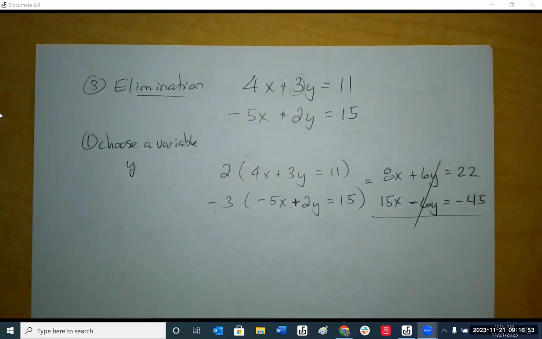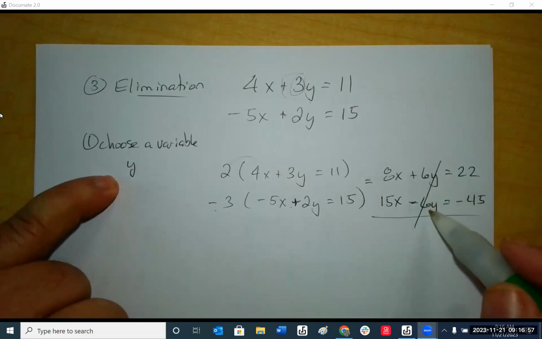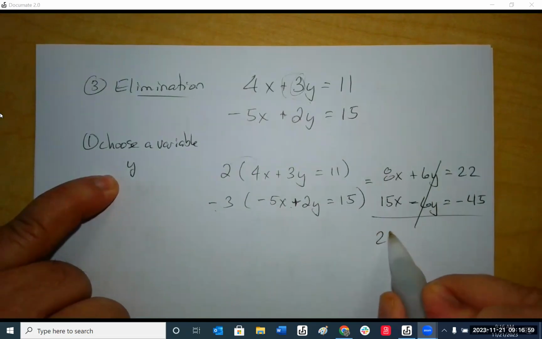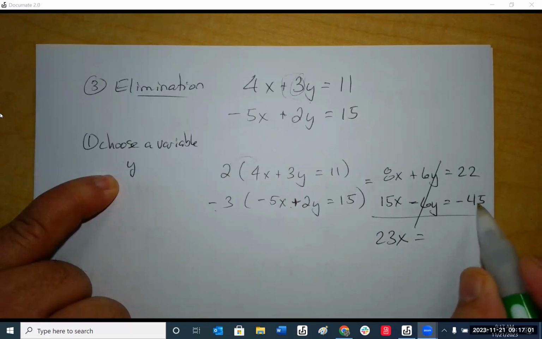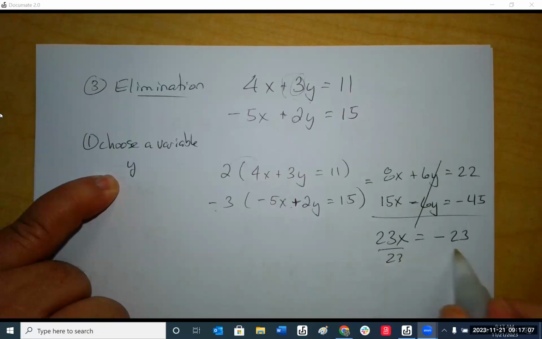Add the two lines. The y has disappeared. So I have 15 plus 8 is 23x. -45 plus 22, so it's -23. So x is equal to -1.